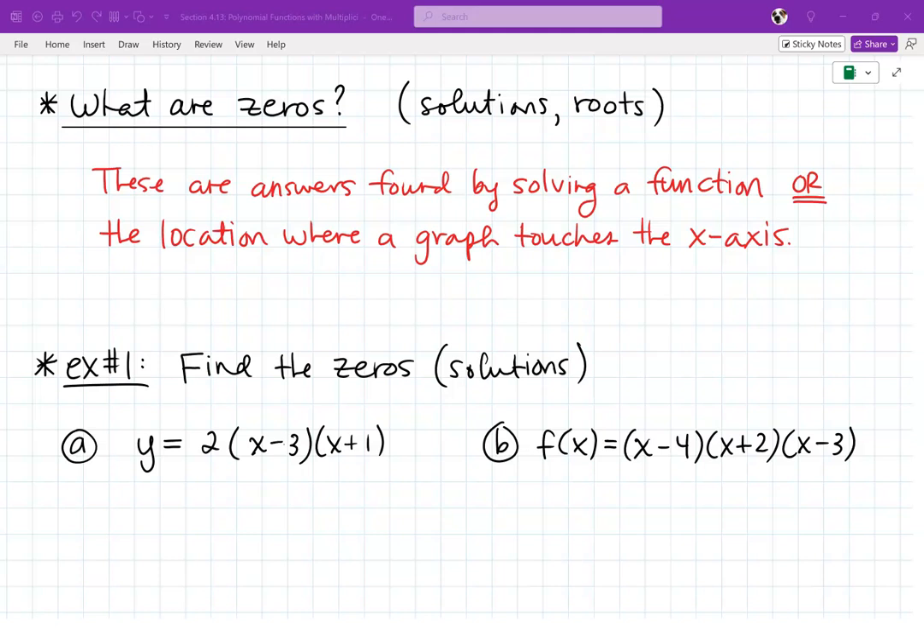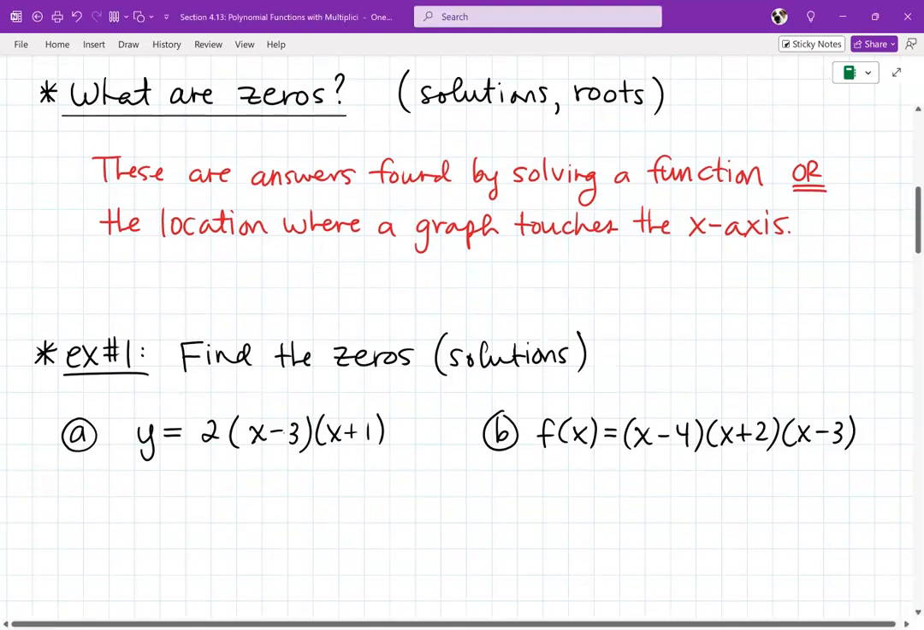Based on the definition I wrote here, these are answers found by solving a function. Every time you did a problem where you factored and solved and got answers, those are called zeros. Why do we call them zeros? Because the equation was equal to zero. You always had to make it equal to zero. Or it's the location where a graph touches the x-axis, and that's important for the graphing part. We're just going to focus on where it crosses or touches the x-axis. Those are your zeros.